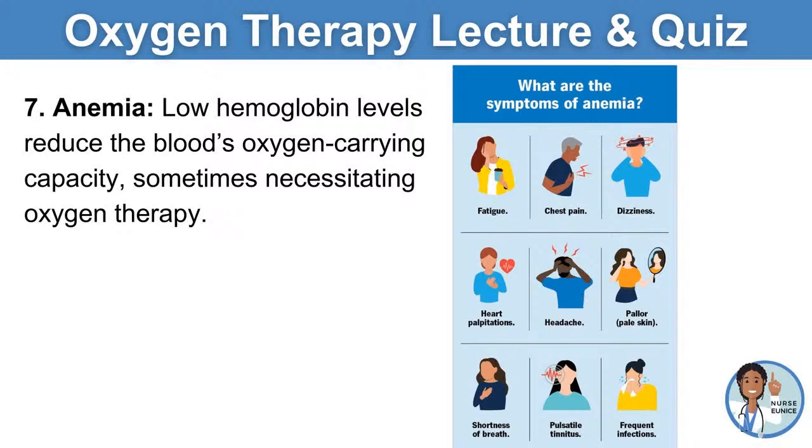Moving right along, another condition in which a patient might require oxygen would be anemia. Anemia, or low hemoglobin levels, reduces the blood's oxygen carrying capacity, sometimes necessitating oxygen therapy. So remember, the red blood cells carry oxygen, or the oxygen is attached to them. And so if they have low levels of red blood cells, their oxygen saturations can also be low.